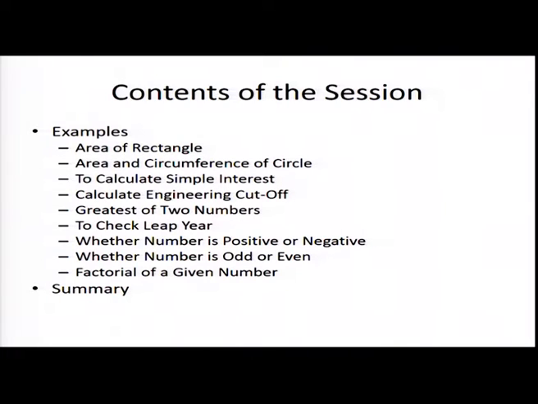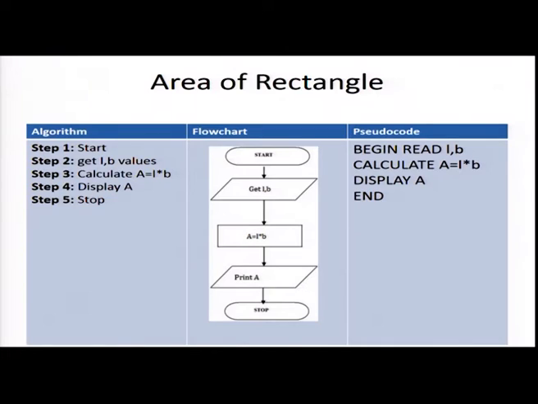So, we will be seeing the examples with respect to algorithm, flowchart and pseudocode. We have seen it separately in the earlier sessions. Now, we are going to combine it with the above said examples. As a first example, the area of rectangle. Now, this is how it is, the algorithm, flowchart and pseudocode.